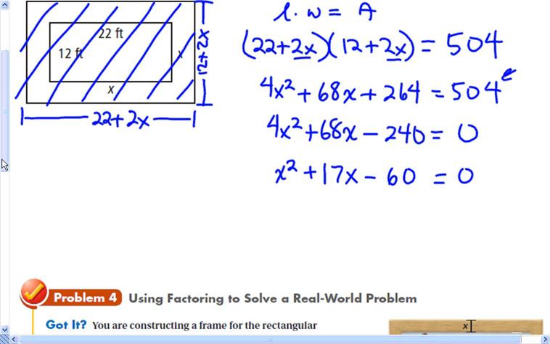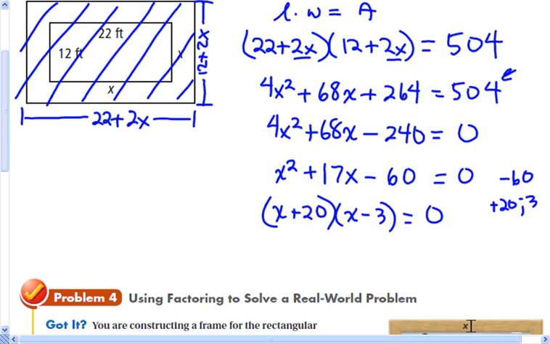I need to think of two factors of negative 60 that add up to 17, and I think that would be negative 20 and 3. So I can factor this as x minus 20. Hope I got those backwards, don't I? Plus 20 and negative 3. So x plus 20 times the quantity x minus 3 equals 0. To make that equal to 0, x would have to equal negative 20 there, and x would have to equal 3 there.